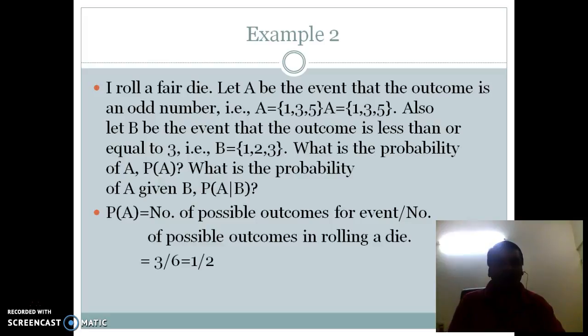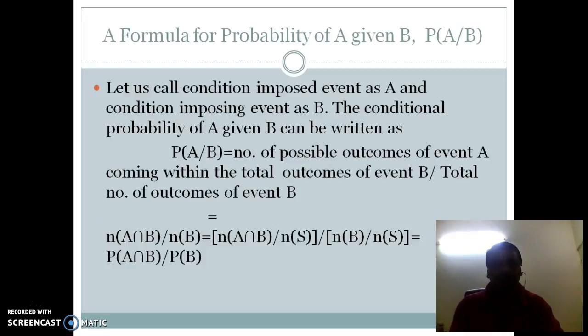P of A is equal to the number of possible outcomes for the event divided by the number of possible outcomes in rolling a die. Please note that this is based on equal likelihood. So P of A is equal to 3 divided by 6, which is equal to 1 by 2.